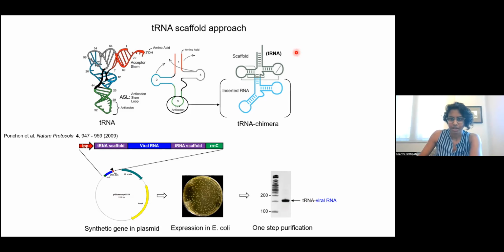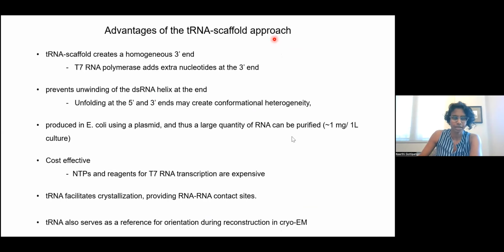There are several advantages to this approach. First, when you do a T7 transcription, you always end up with extra nucleotides at the 3' end. The tRNA scaffold eliminates that issue. We have a homogeneous 3' end. It prevents the unwinding of the double-stranded RNA helix. So at least we are knocking out the conformational heterogeneity on one side of the RNA sample that we are working with. We produce it in E. coli, and we get large quantities of the RNA. So it's useful for both crystallography and cryo-EM. The cost effectiveness works too.